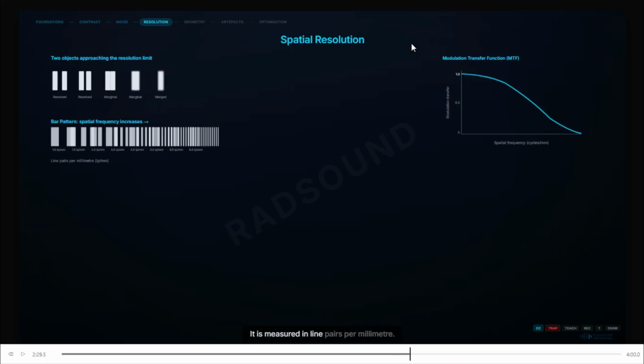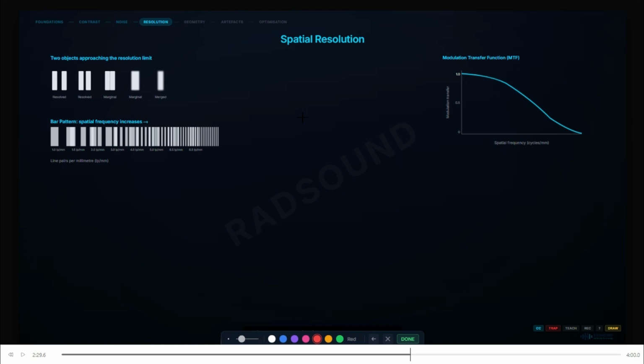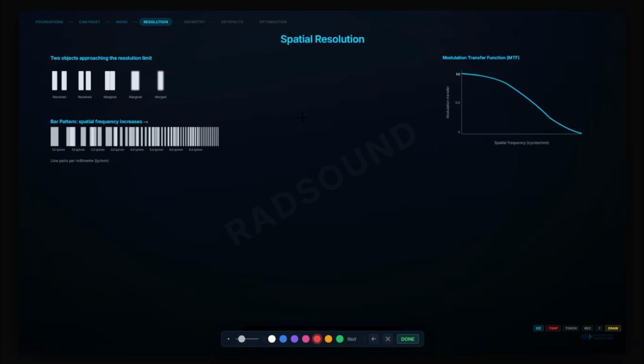So mostly we use the modulation transfer function, MTF, for spatial resolution. The modulation transfer function will show us how well contrast is preserved at each spatial frequency. So high frequency will display better fine detail of an object.